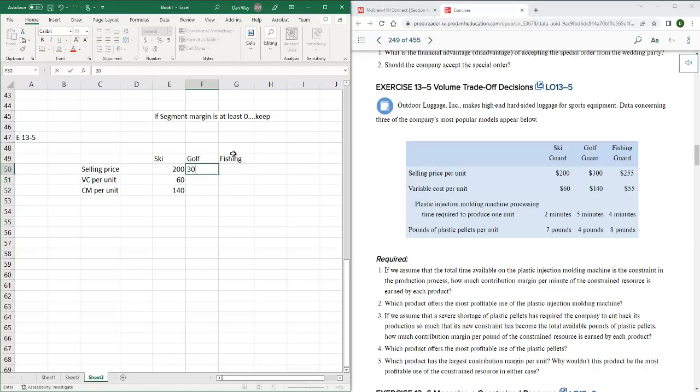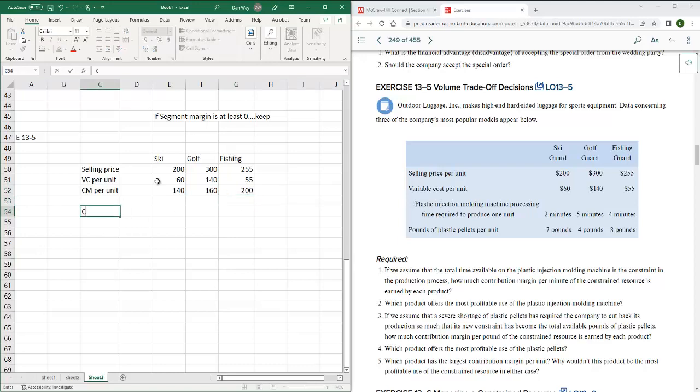The golf guard sells for 300, variable cost of 140. So every unit we sell of the golf guard contributes $160 to the bottom line. And then that fishing guard sells for $255 with variable costs of $55. So each unit we sell of that contributes $200 to the bottom line.